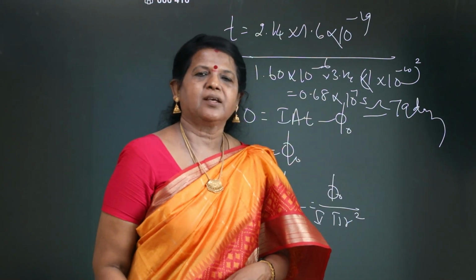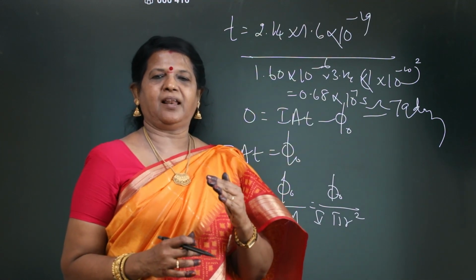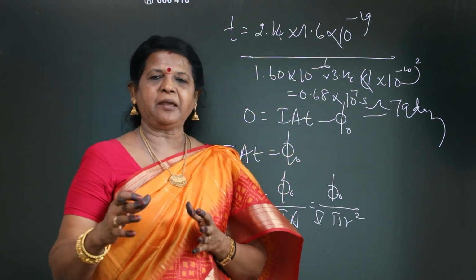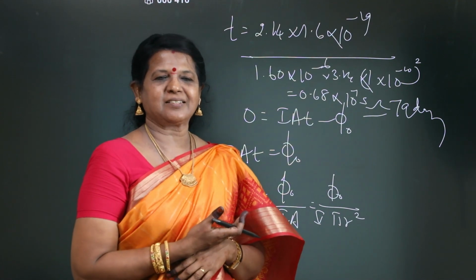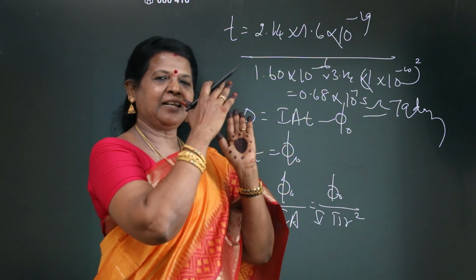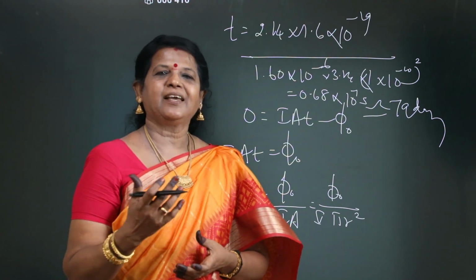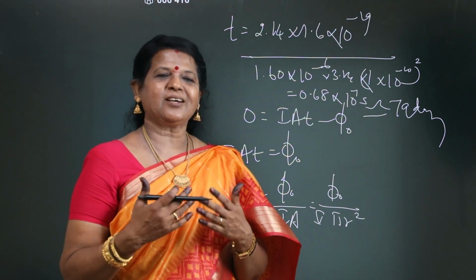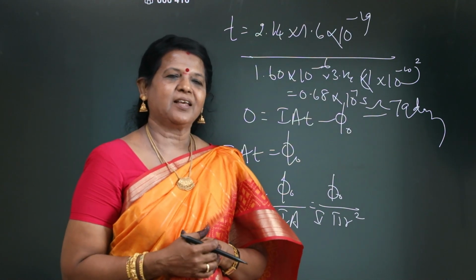What does it mean? When the incident light falls on the surface of the metal, it has to take a long time to eject the photoelectron. But the experimental results proved that there is no time lag. When the incident light falls on the surface, the photoelectrons are ejected instantly. So these are the contradictions between the experimental result and the wave theory.